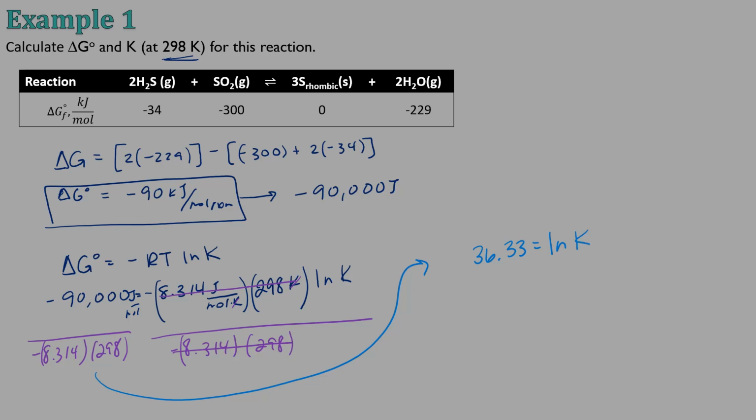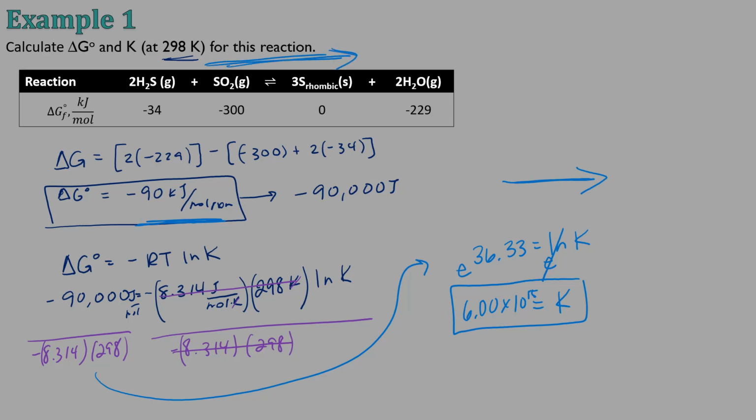So to undo a natural log, if you look at your calculator, it's going to be the second button and then the natural log button, and that's e. So that gets rid of that. So I'm going to take e to the 36.33 power, and that is going to give me that K is equal to 6.00 times 10 to the 15th. So that's huge. That is a huge K, and it's because this is very spontaneous in the forward direction because delta G is negative. So this reaction is going forward a lot. We're making lots of product here.